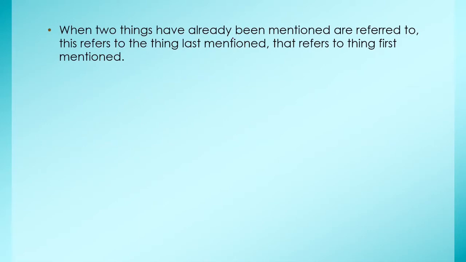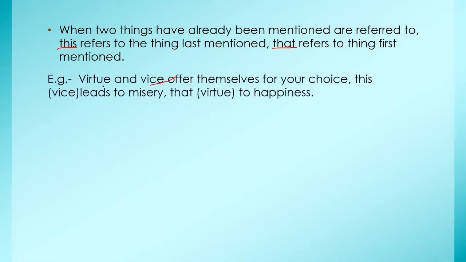When two things that have already been mentioned are referred to, this refers to the thing last mentioned, and that refers to the thing first mentioned. Example, virtue and vice offer themselves for your choice. This here refers to vice that came at the last. That here refers to the thing first mentioned, virtue, which leads to happiness.